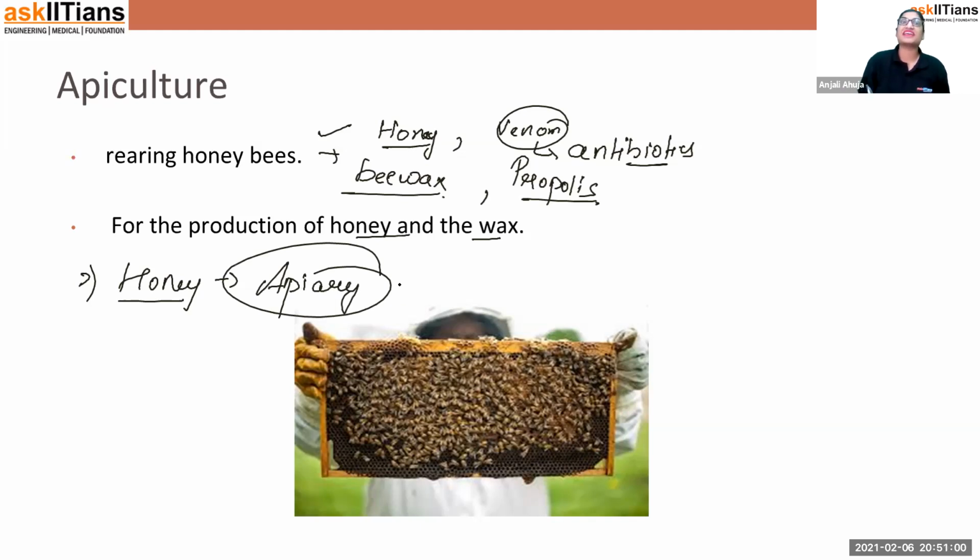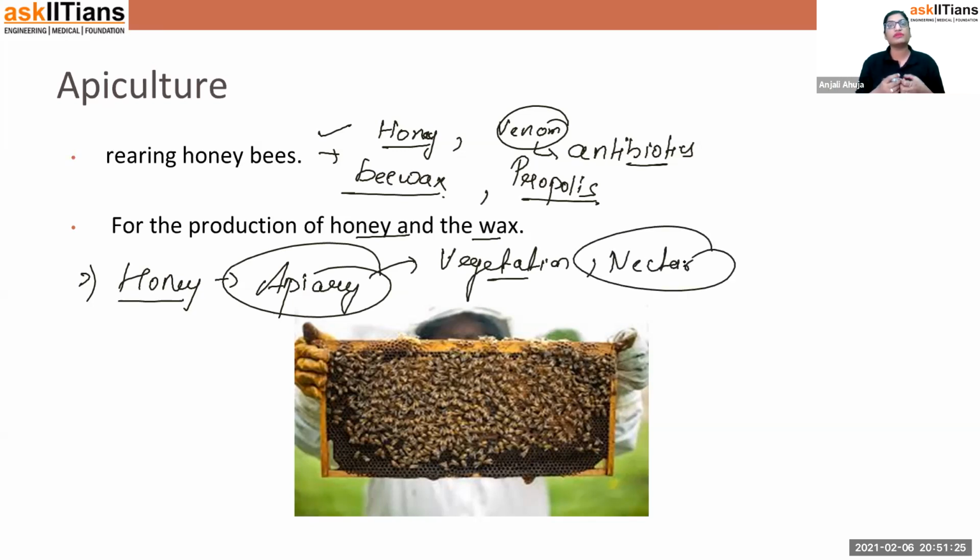Okay, so the apiary is where apiculture is done, where honey production is done. One thing you will talk about is where the apiary should be situated. It should be nearby greenery, with a lot of vegetation, because honey is prepared from the nectar of flowers. So there should be a lot of vegetation with nectar, so that honeybees can collect the nectar and make honey by digesting it.